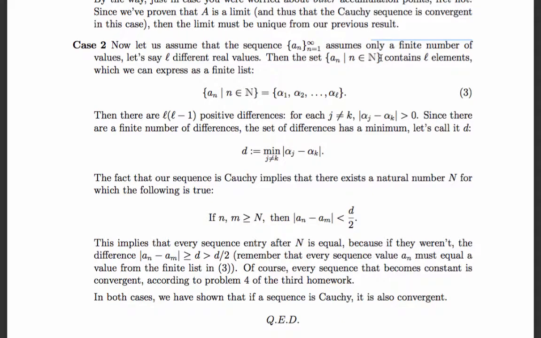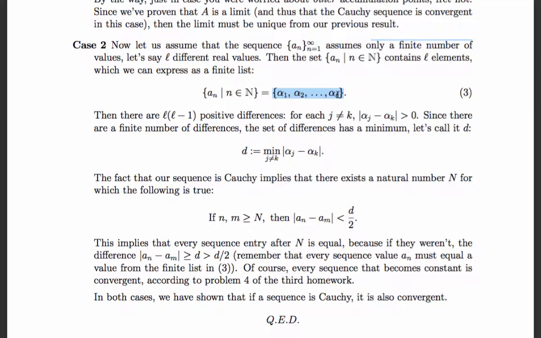if the set contains, let's say, L values, where L is some finite integer, then we can list the values, right? So remember, this here, highlighted, that's the set of all values that my Cauchy sequence assumes. And these are all the different values. So alpha 1, alpha 2 through alpha L are all different numbers, okay? And every entry in my Cauchy sequence is one of those L numbers.